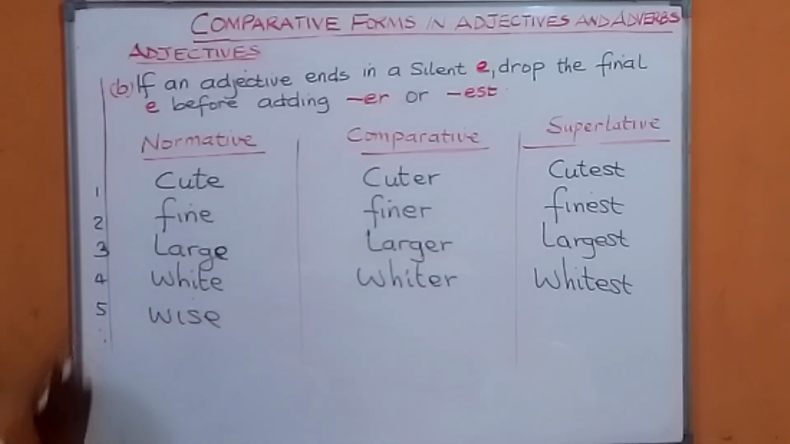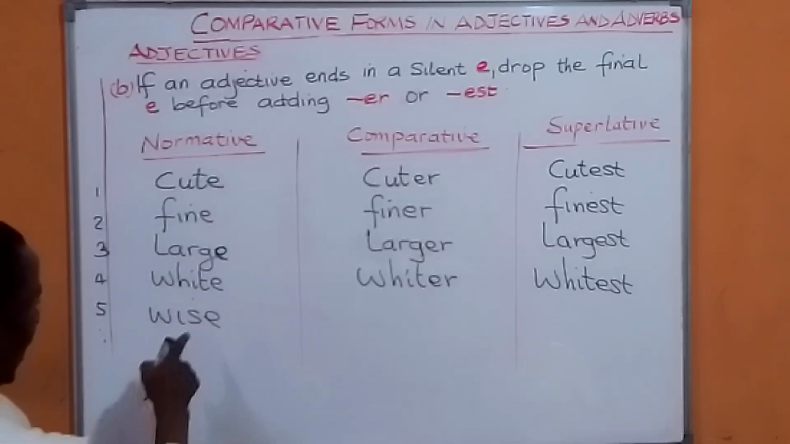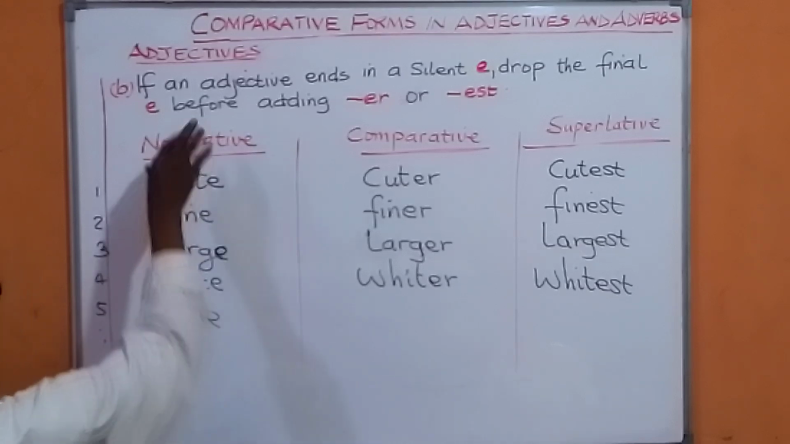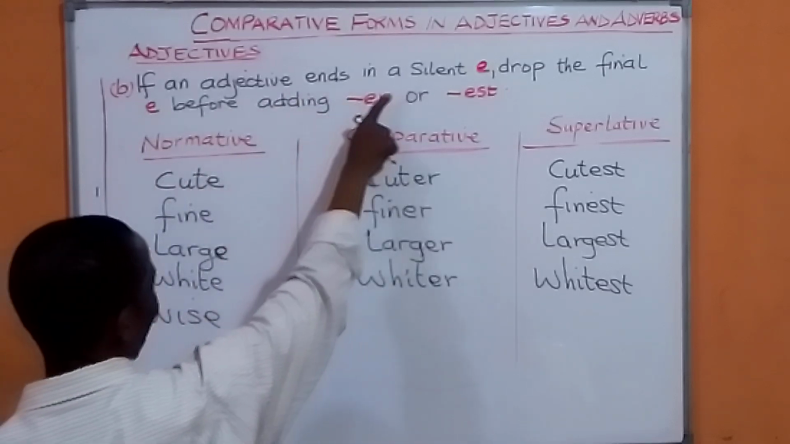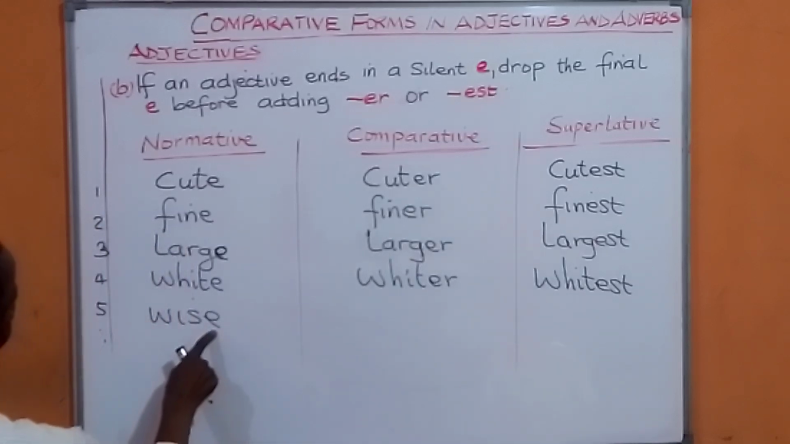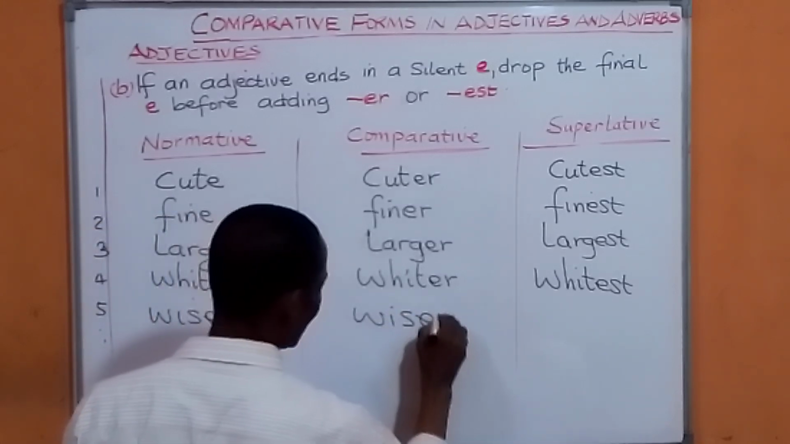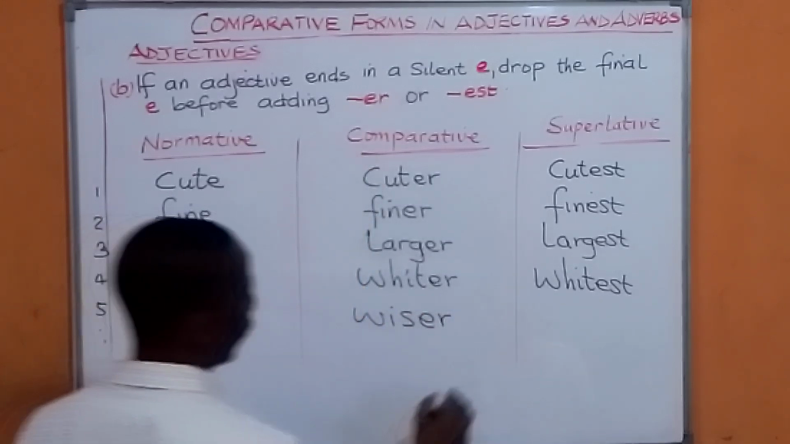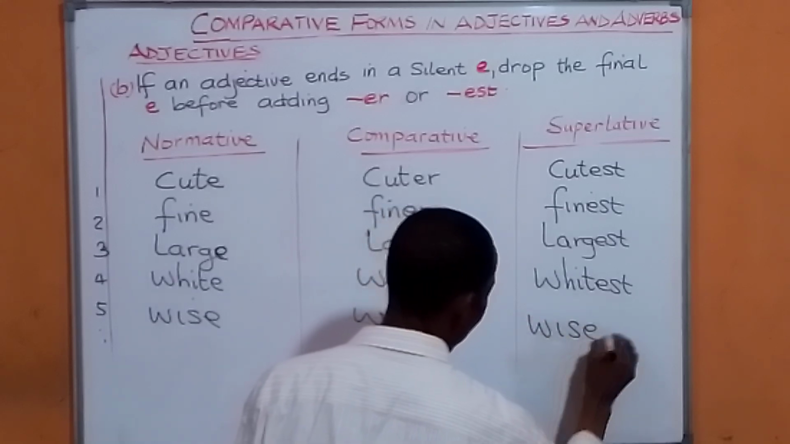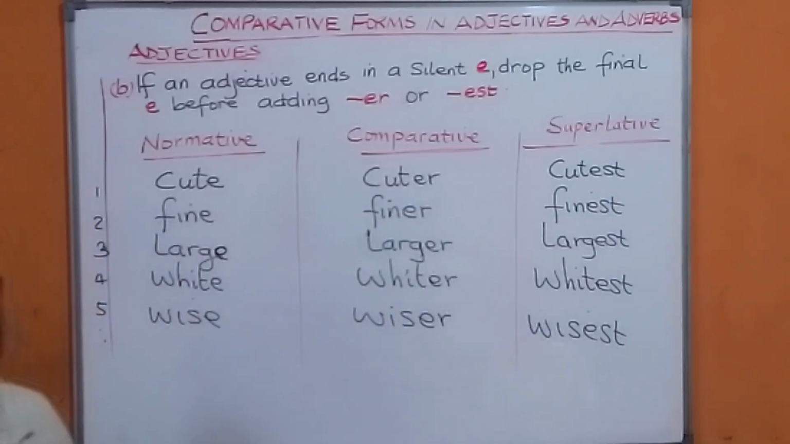Let's take another one, wise. We are taking some examples. So wise. Here, the adjective ends in a silent E. This E is silent, that's why I say wise. So we are going to drop that last E and put ER. Wiser to make it comparative, and we have wisest. So we're taking some examples on that.